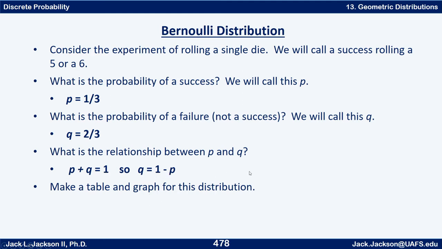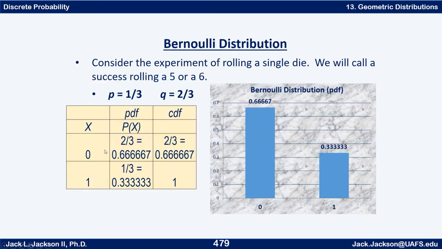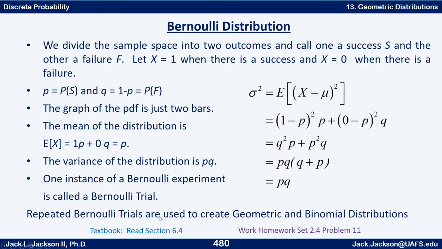Now let's make a graph and a table for this. There are only two x values here, 0 and 1, so there are only two x values in our table and only 2 bars in our bar graph. So when we graph our PDF, 0 has probability 2/3, 1 has probability 1/3, and there's our bar graph for it. And of course there's our CDF values as well. That's called a Bernoulli distribution.